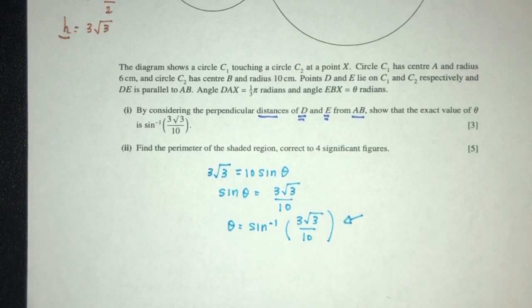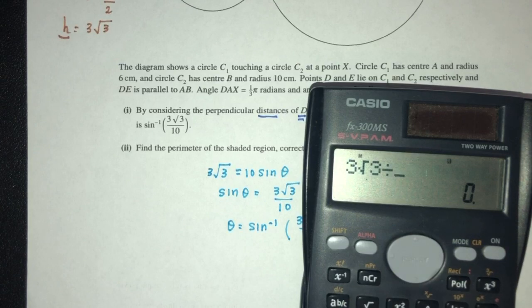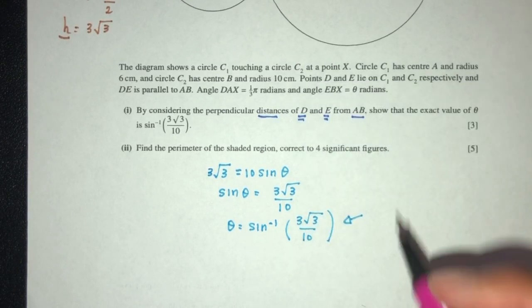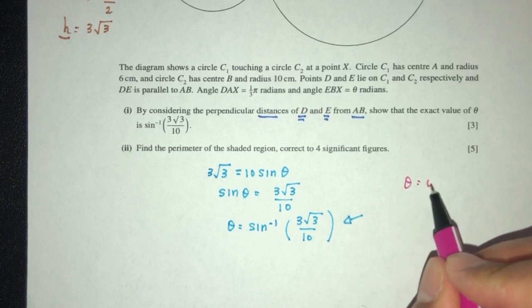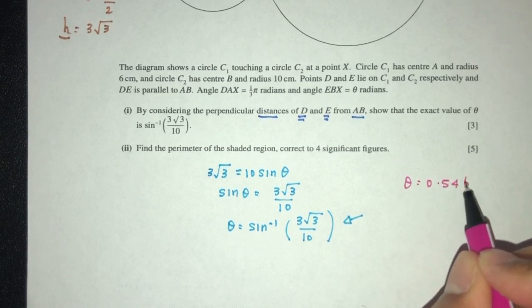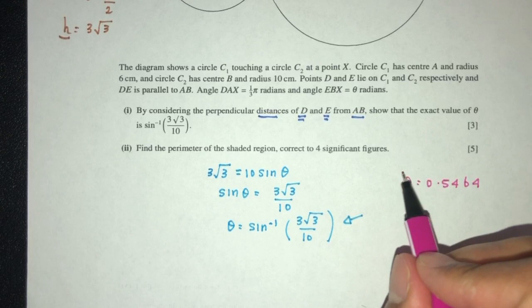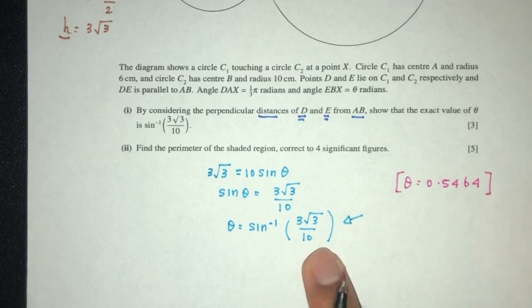But again, I can find the value just in case I need the value. So let's see, 3√3 divided by 10. Sine inverse of that should be, theta will be 0.5464. As a side note, in case I need that value. But for now, shown as required, it is good enough.